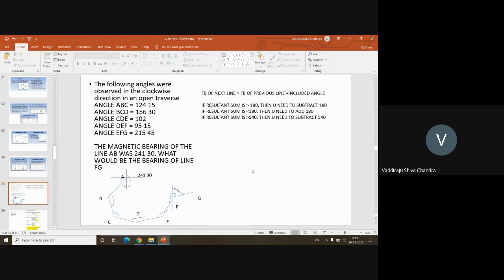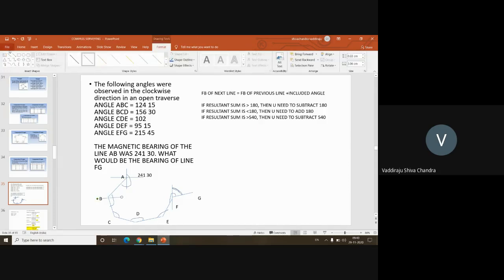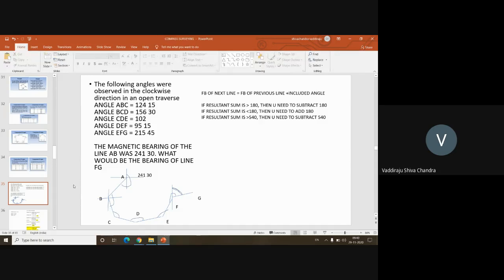Forebearing of next line is equal to forebearing of previous line plus included angle. Why do we need to use this equation? From the figure, the rough diagram, the logic behind this equation is, if you draw a quadrant here, please don't bother about the shapes of the diagram because I'm using Paint in a Microsoft presentation. The shapes are somewhat distorted.